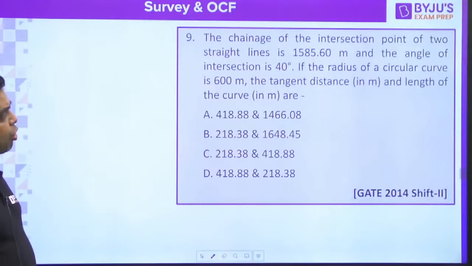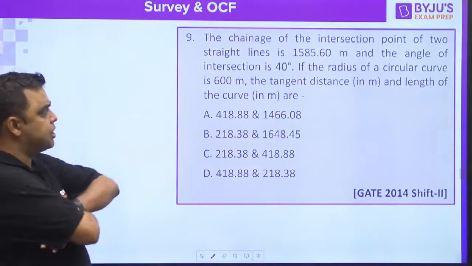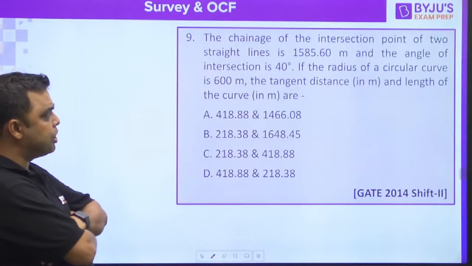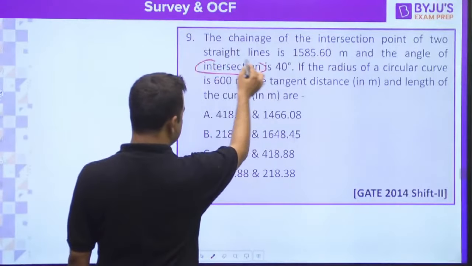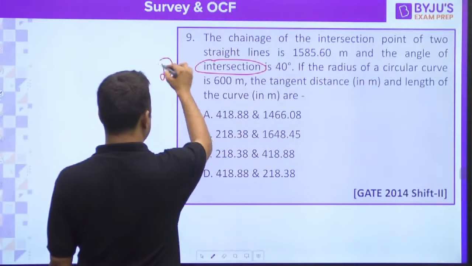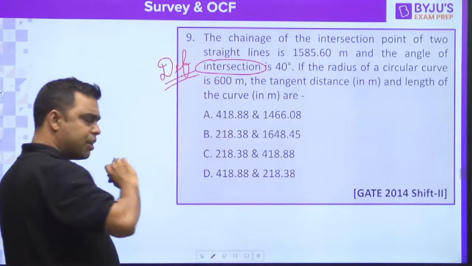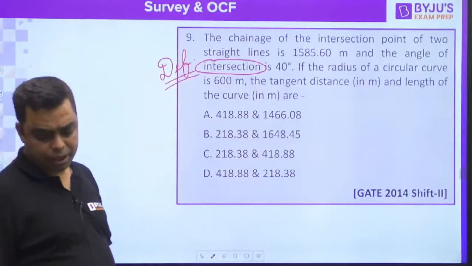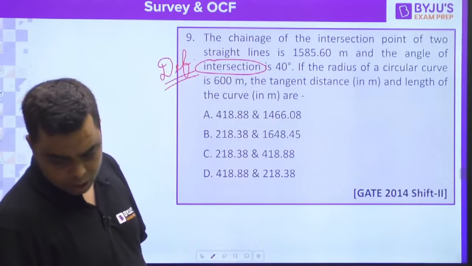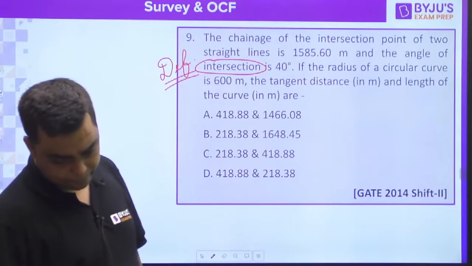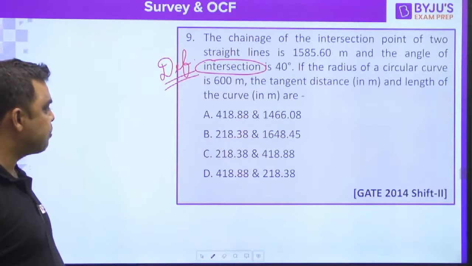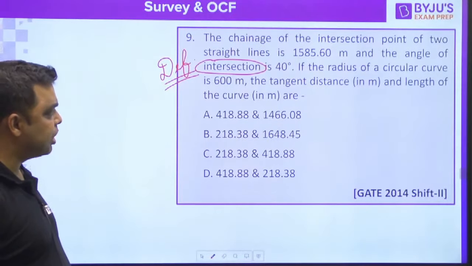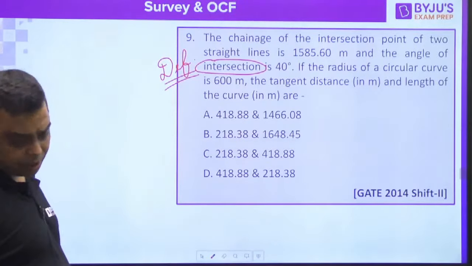Next. The chainage of intersection point of two straight lines is 1585.60 meter and the angle of intersection is 40 degree. Okay, guys, there is something wrong over here. It cannot be angle of intersection, rather it has to be angle of deflection. Angle of intersection cannot be 40 degree. Not possible. Further, if the radius of circular curve is 600 meter, the tangent distance in meter and the length of curve in meter are.